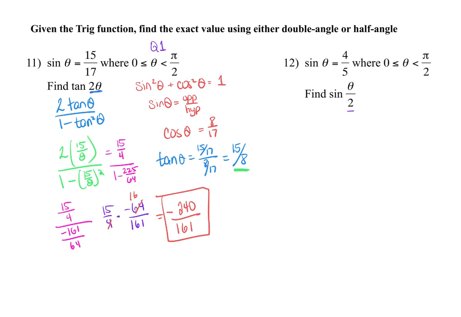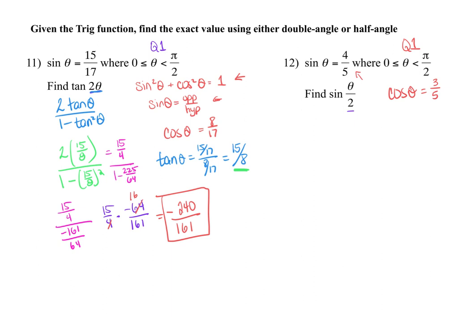For this one, all of your half angles use cosine. So they've given you sine, you must find cosine. And again, you can use your Pythagorean identities or SOHCAHTOA here to solve that cosine is 3 over 5. Once again, it is in the first quadrant, so you know that the cosine is positive.